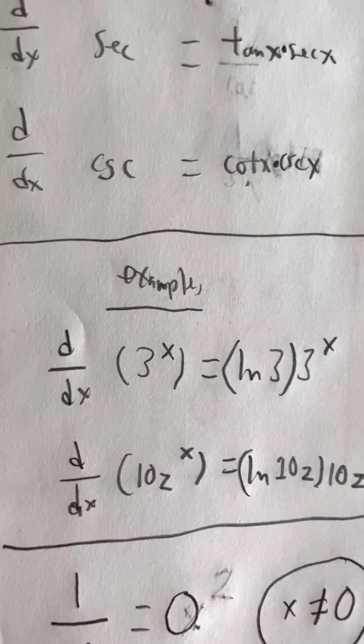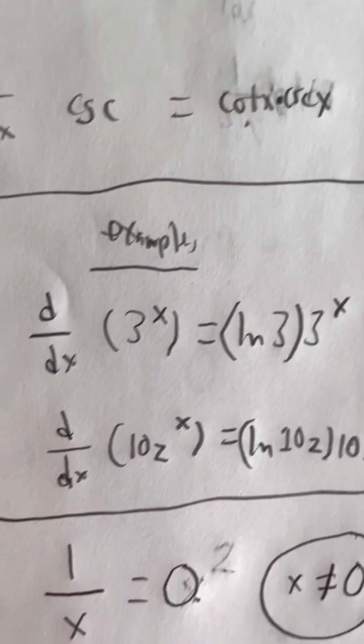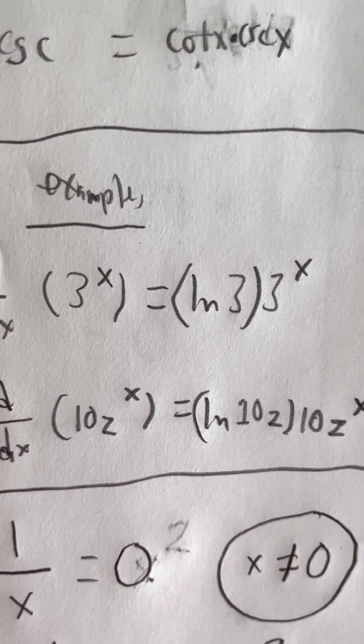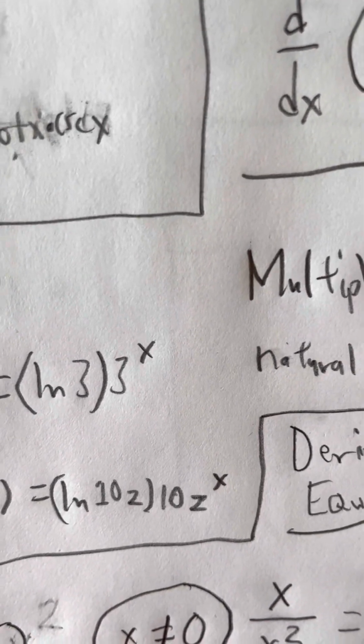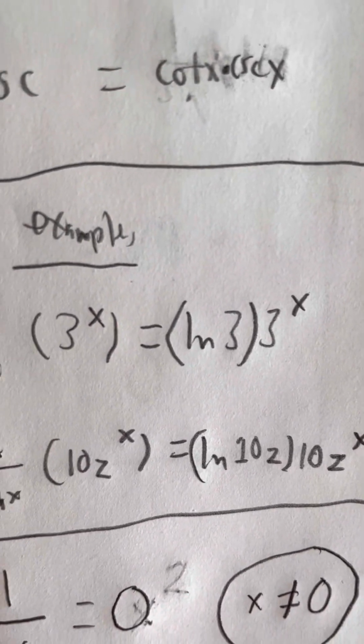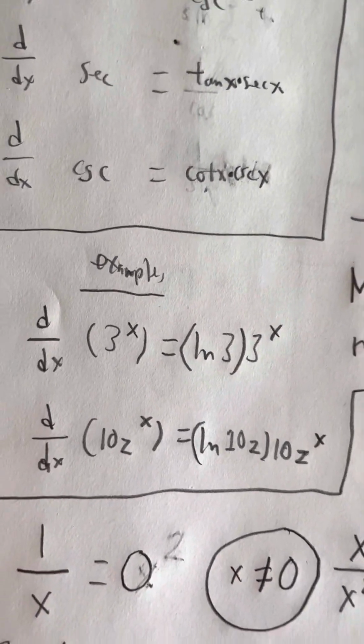Examples: d over dx of 3 to the x equals ln 3 times 3 to the x. 10 to the x is ln 10 times 10 to the x. That's a multi-dimensional one with 2 variables, which you'll be learning about later in calculus too.